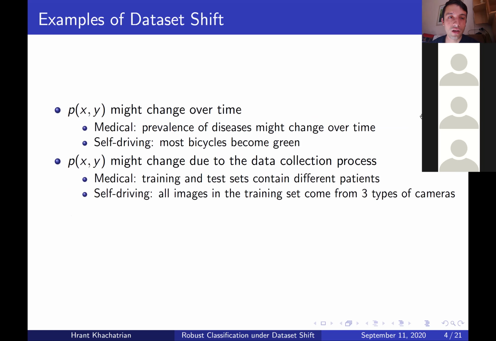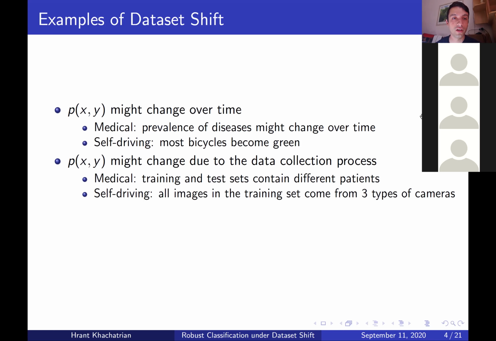There are many ways this can go wrong. I tried to classify them into two cases, although this is not exhaustive and these are just examples. So the first thing is that the distribution P of X and Y might change over time. Imagine an example from the medical field. Suppose you are training a model which tries to predict some disease based on electronic health records, and you have 100 diseases you want to predict. One problem that can go wrong is that the prevalence of diseases might change over time. So for example, this year there will be a lot more pneumonias, especially COVID-type pneumonia, than you could have had earlier if you collected your dataset last year.